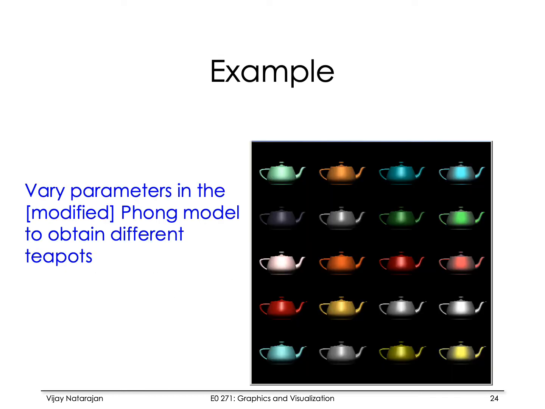So for the teapot, if you vary the parameters for the material, this is essentially what you get. I think here the light source is fixed. I think it's white light, and the position of the light is also fixed. So only the properties of the material are changed.